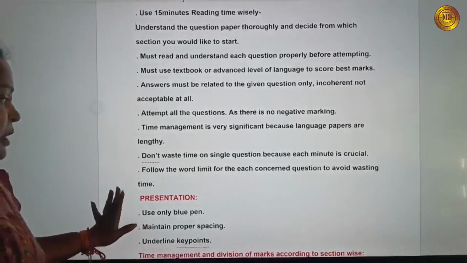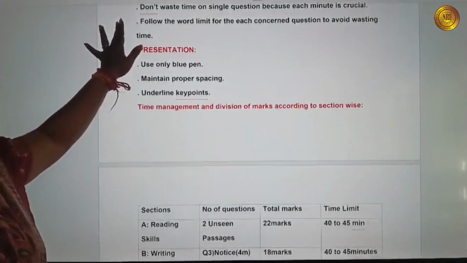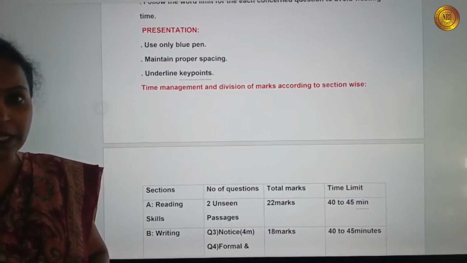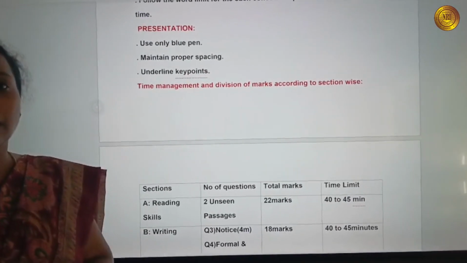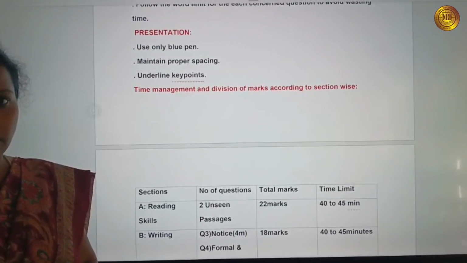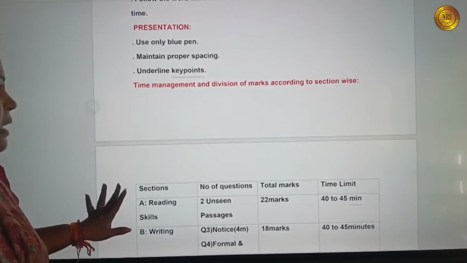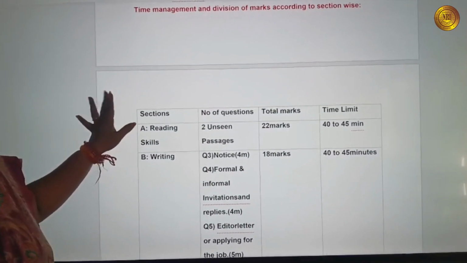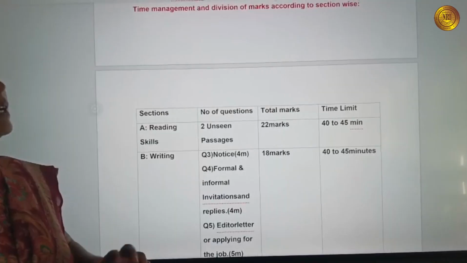Now come to the presentation part. Use only a blue pen and give proper spacing between the words and underline the key points of the answer. Then, today we are going to discuss time management and division of marks section-wise.